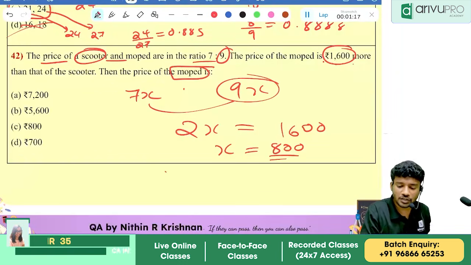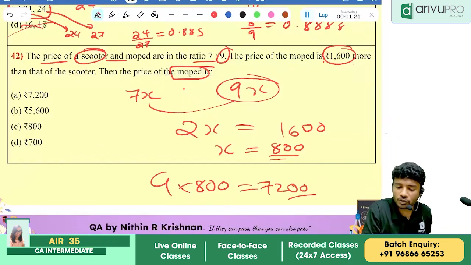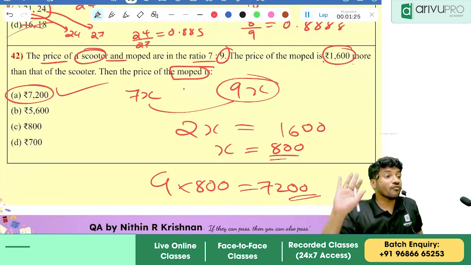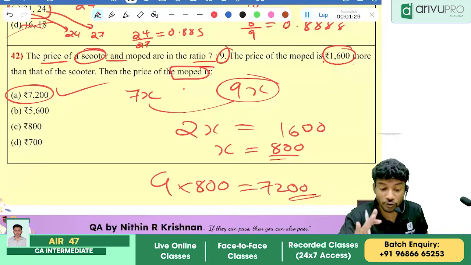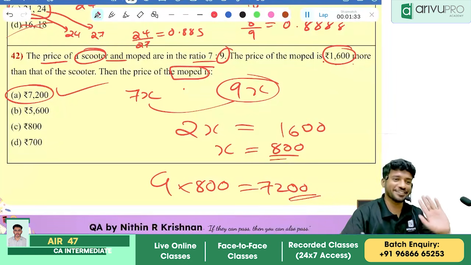Moped price is 9 into 800, which is equal to 7200. Which option is the answer? Option A is the answer. Very good question, people. You might get a similar type of question. I will not say you will get. I'm not that confident whether it will be there or not.